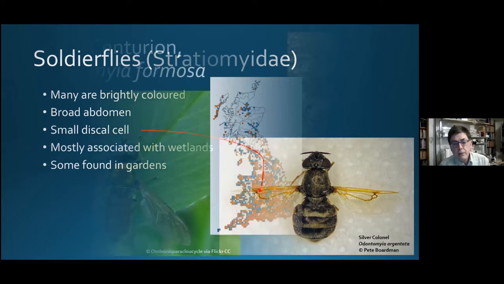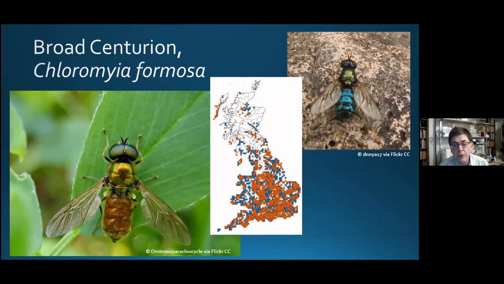This is the most frequently seen soldier fly, and the soldier fly that has the most records in the recording scheme, the broad Centurion, Chloromyia formosa. And it is a rather lovely metallic colour, slightly different colours between the males on the left and the female shown on the right here.